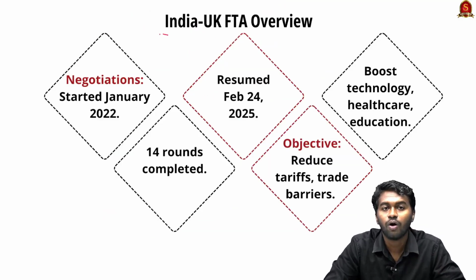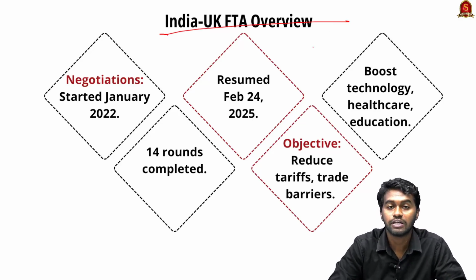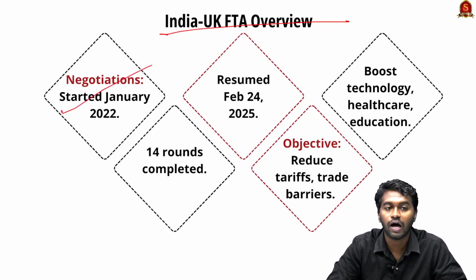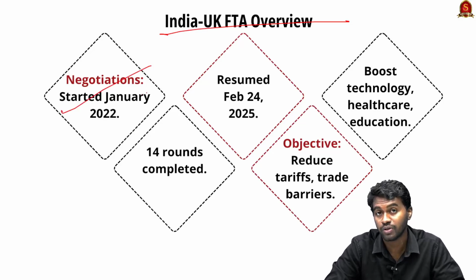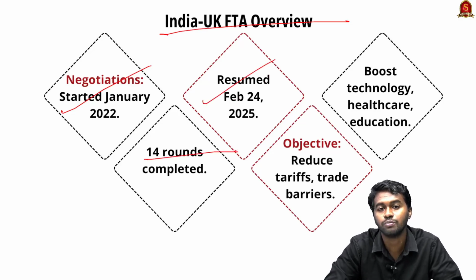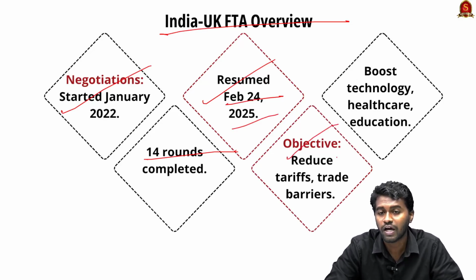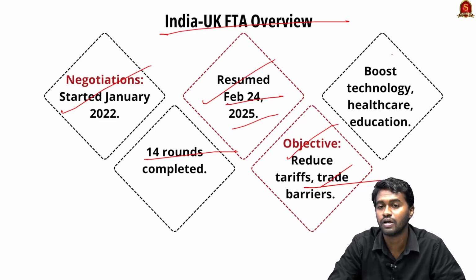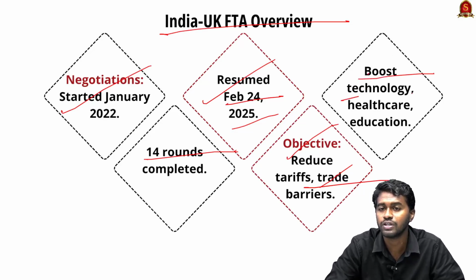Coming to the overview of the India-UK free trade agreement, the negotiations actually started in January 2022, that is 3 years back, and nearly 14 rounds of talks have been completed. The talks were resumed on 24th January 2025. The objective is to reduce tariffs and encourage trade by relaxing other barriers and legal formalities in the two nations. The ultimate objective is to boost the technology, healthcare, and education sectors in the two nations.